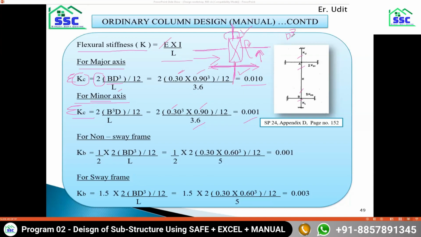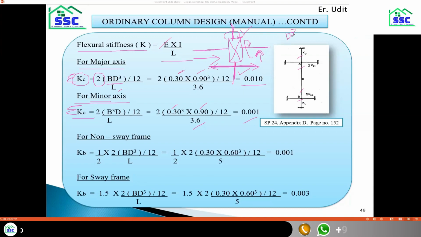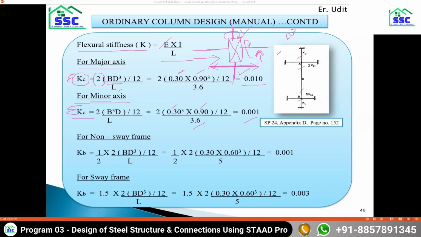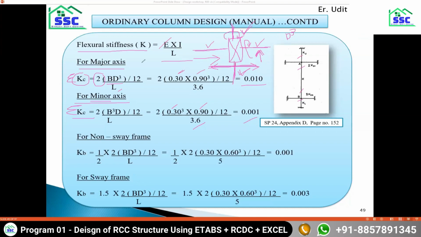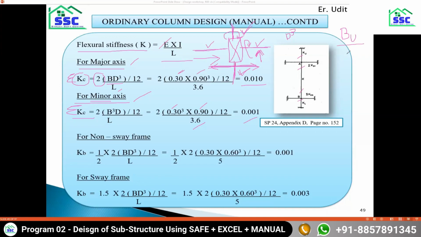I am not going to make it B cube into D, because my frame itself is changing. If my lateral load is in this direction, these two beams are going to be active. And if my lateral load is in this vertical direction, my beams in this vertical frame will be active, and they will still be B into D cube divided by 12. I hope this is clear to you. That is why only in case of column, we need to find out flexural stiffness along major and along minor axis. For the case of beams in any direction, it is going to be BD cube by 12 only.